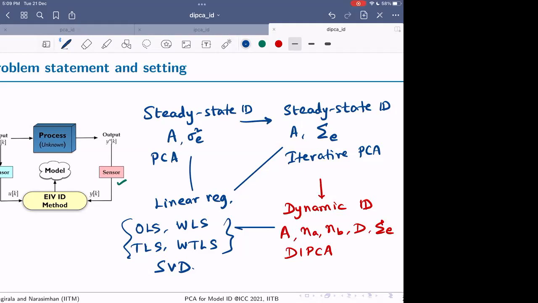Now, as we transit from steady state to dynamic identification, we will see that we will need some more redundancy, because we need to estimate NA, NB, that is the input order, output order, delay, in addition to A and sigma E.